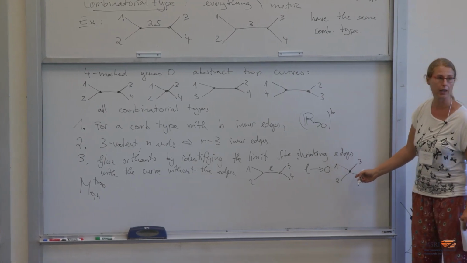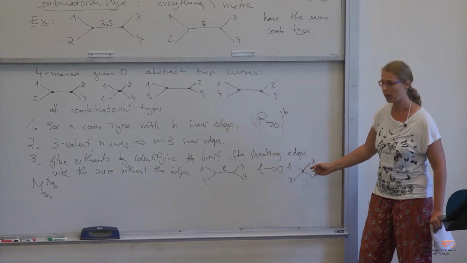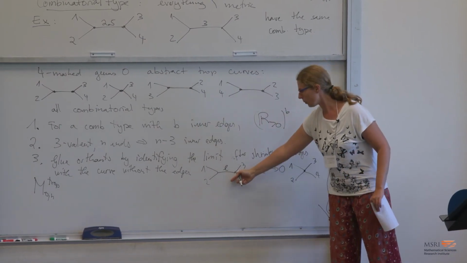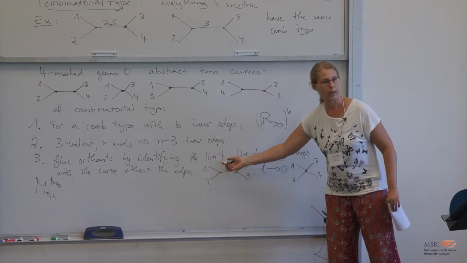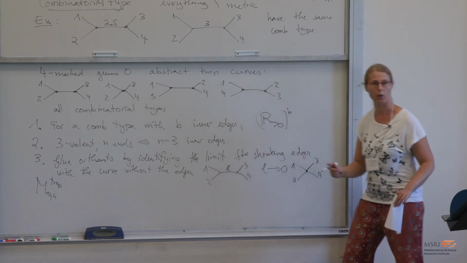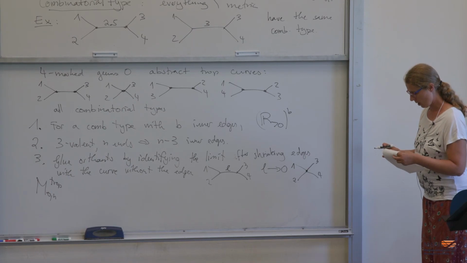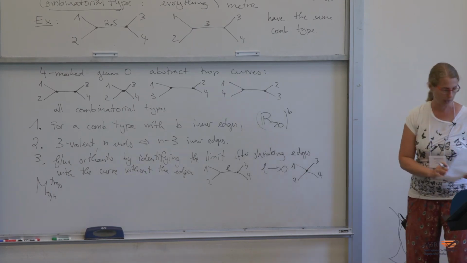Okay, for this particular case, the orthant is just a point, yeah? Anyway, I glue this orthant to the boundary that corresponds to shrinking this length for this orthant. This is the way how I glue. And this is the way how I obtain my M0n trop.